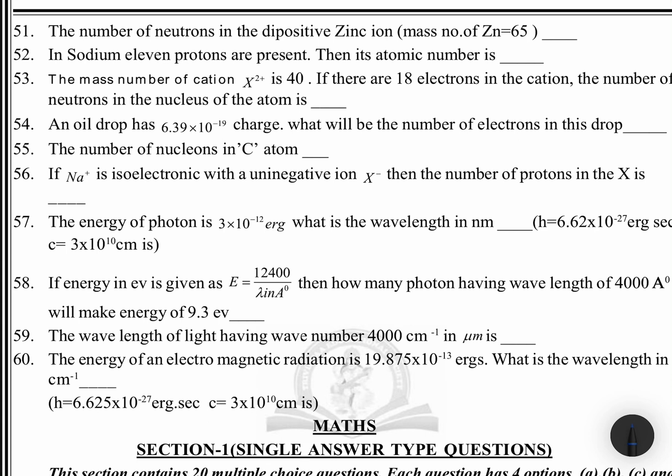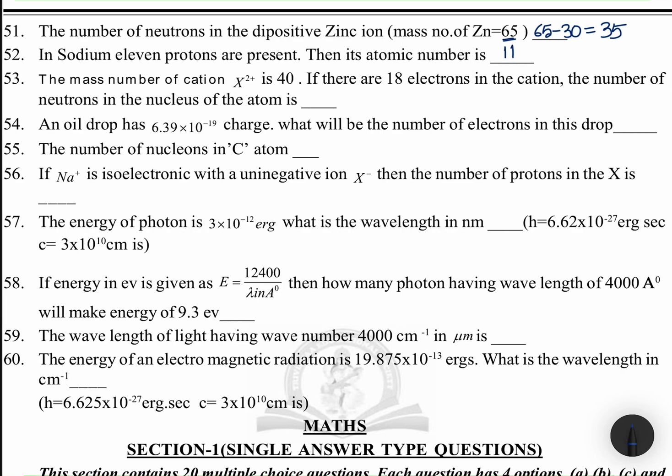The number of neutrons in the dipositive zinc ion: zinc is 65, mentioned here. 65 minus atomic number 30, so it is 35. In sodium, 11 protons are present, then its atomic number is 11. The mass number of the cation is 40.